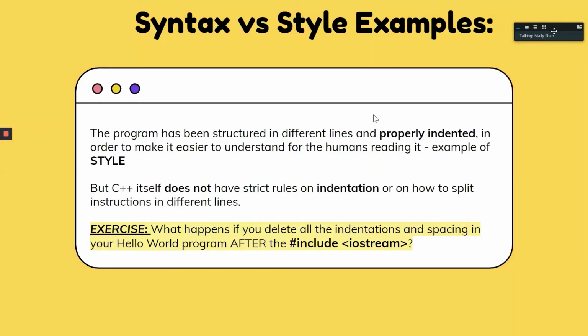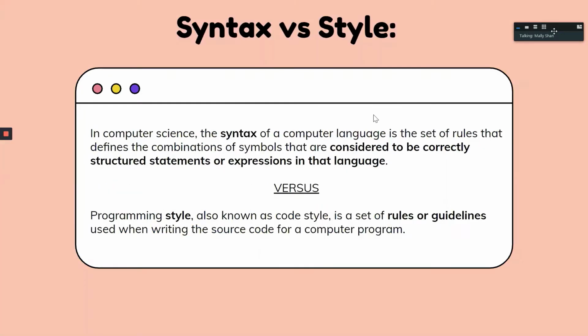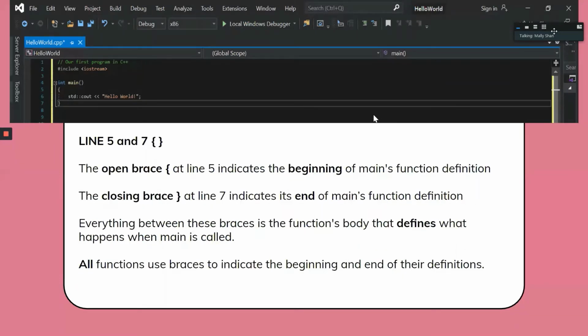An example of proper style is being properly indented. C++ itself does not have strict rules on indentation. That means indentation is not a part of its syntax. This is something I touched upon before when I was talking about the blank lines. We said that we're on line 3.